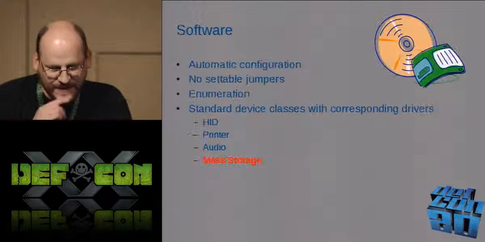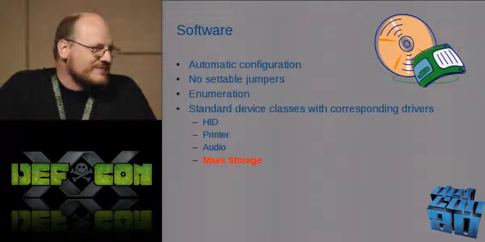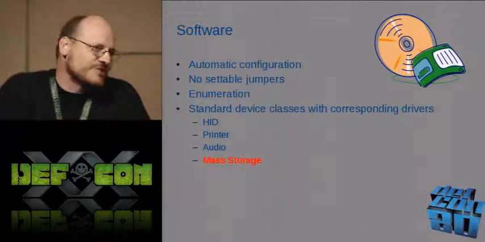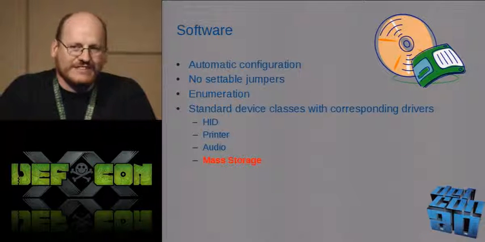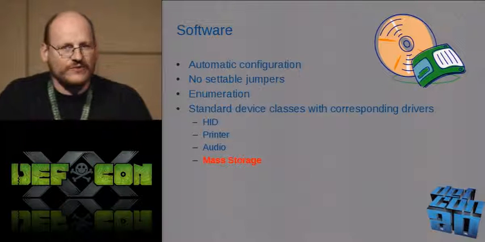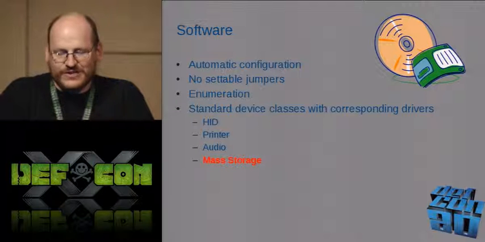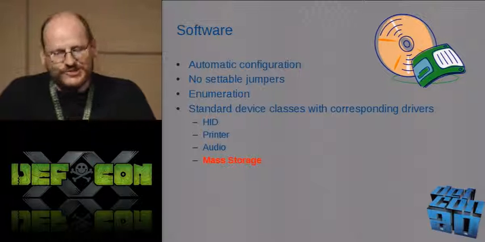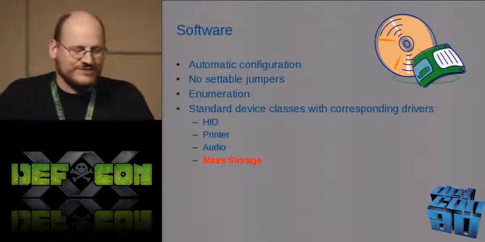All right. There's some software involved. There's automatic configuration. There's no jumpers or anything like that that you need to use. There's a process called enumeration where it basically goes to the device and says, tell me about yourself. And within the standard, we have some standard classes for our devices. So we have human interface devices, printers, audio devices, and then for today, we want to talk about mass storage devices.